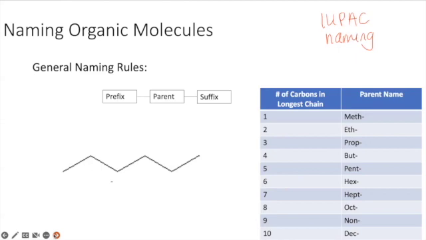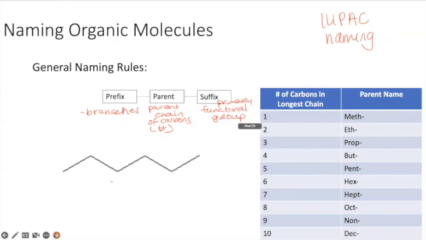The prefix is naming any branches that are coming off your molecule. The parent is that parent chain of carbons that we were just counting in the last slide, and so this is going to be a number. And the suffix is going to be the primary functional group.